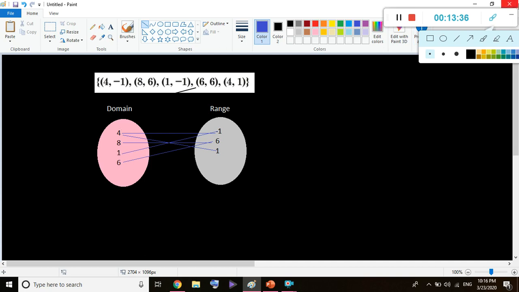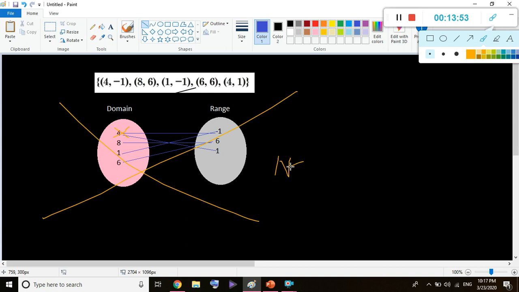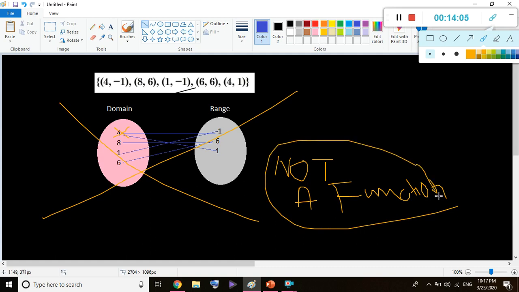Here we're having 4. 4, it gave me 2 range. So 4 is a no for me. It does not make this a function. So from the beginning, all of it, it's not a function. This is supposed to be a function. Okay, this is not a function. Okay, why? Because here from the beginning we have 4, it gave me 2 outputs, so this is wrong.